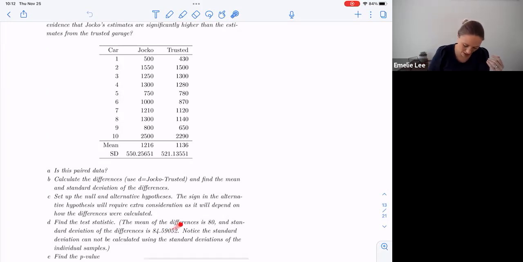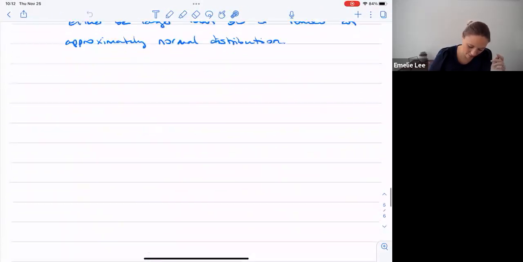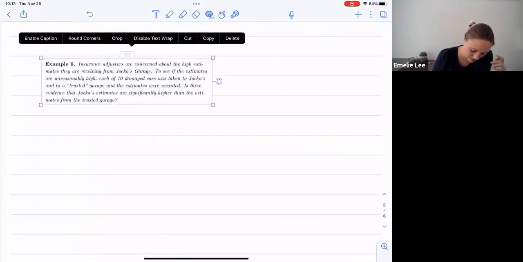Right here, if you're working through these, I don't want you to have to find the mean and the standard deviation, although it might be nice. So they're in there if you don't want to do it, but it might be nice practice.